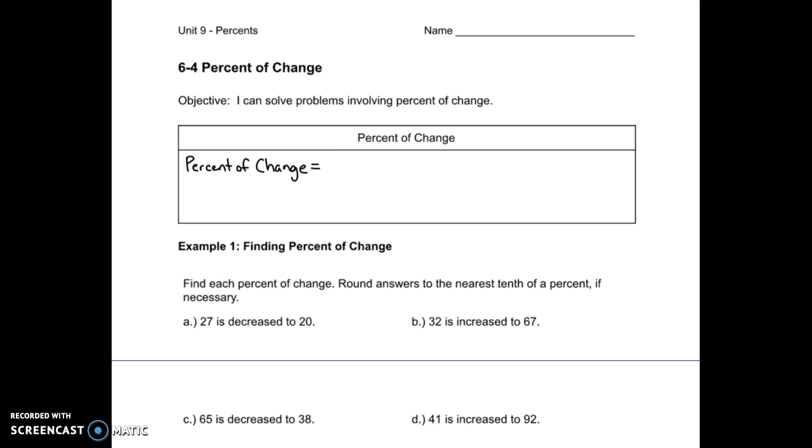is equal to the amount of change over the original amount. But we need to find the amount of change. So what amount of change is? It's the bigger number minus the smaller number.